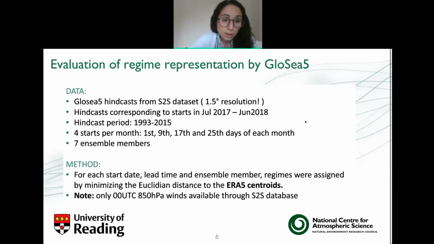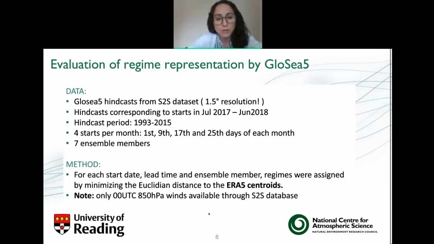So we use the hindcast from the S2S dataset, corresponding to a full year of starts in the period July 2017 to June 2018, and the 23-year hindcast period. From this system, we have 4 starts per month and 7 ensemble members. So what we did was, for each start day, lead time, and ensemble member, assign a regime from each set by projecting them to the ERA5 centroids.